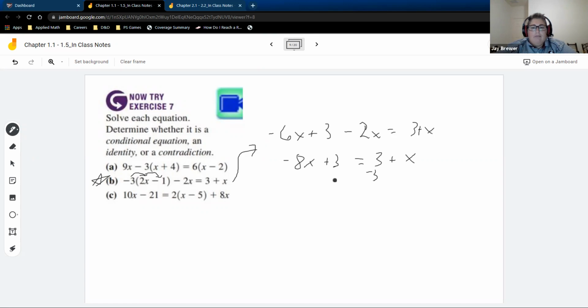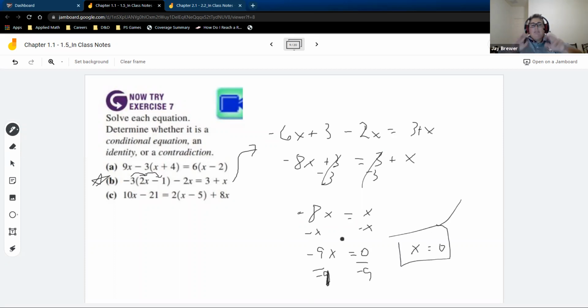Okay, so I'm going to subtract 3 on both sides. They actually cancel on both sides, which is okay. And then I'm going to subtract x on both sides. So I'm going to get negative 9x equal to 0 and divide by negative 9. That's a 9, not a g. So then x is actually equal to 0. Right? And that looks like your quote unquote normal equation. So what that tells you is we have something called a conditional equation.